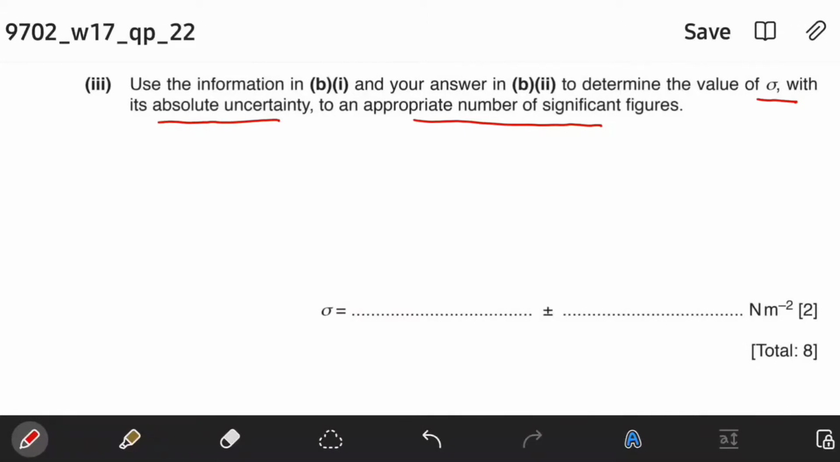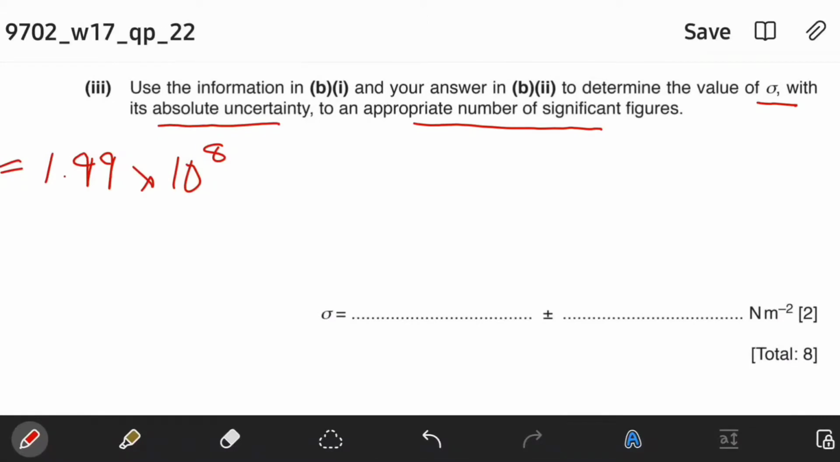So let's start with this value that we found in part 1. It is this value of stress. We need to convert this to one significant figure. Then it would become 2.0 × 10^8. I hope you know how to convert this to the appropriate number of significant figures. Since we give our error in one significant figure, we are going to give the value in one significant figure too. Let us write it here.